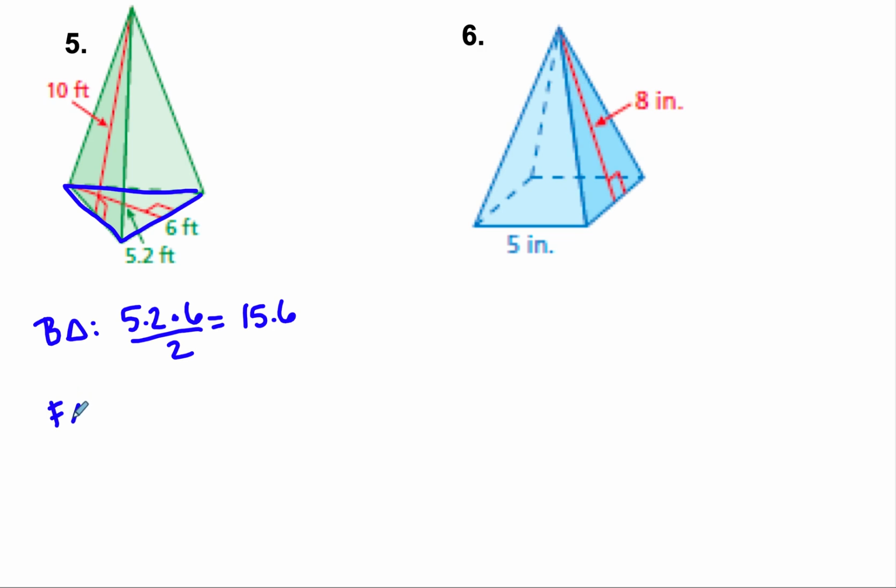Then for my face triangles, 6 is the base, 10 is the slant height. So I'm going to do 6 times 10 divided by 2, and then I'm going to times 3. It's going to give me 90. Then I'm going to add those together. I'm going to get a total of 105 and 6/10 feet squared.